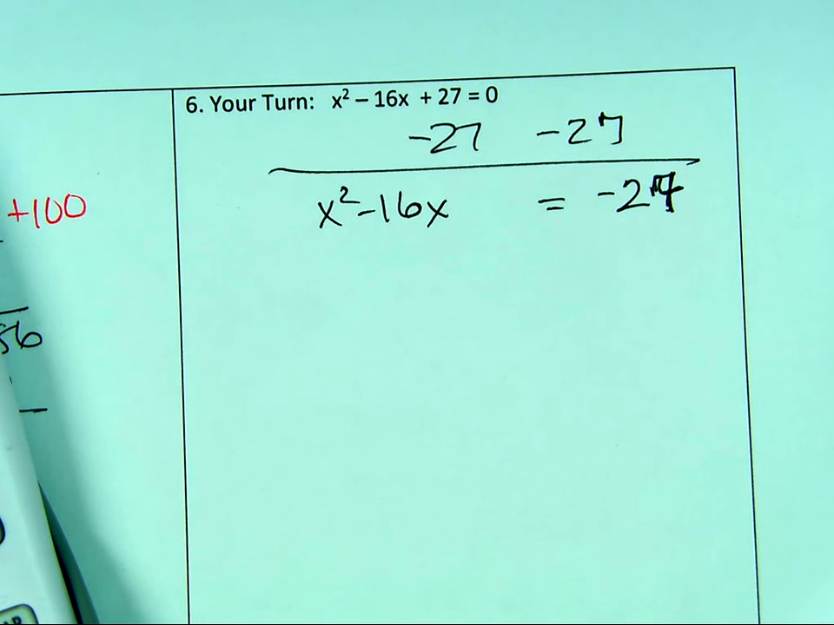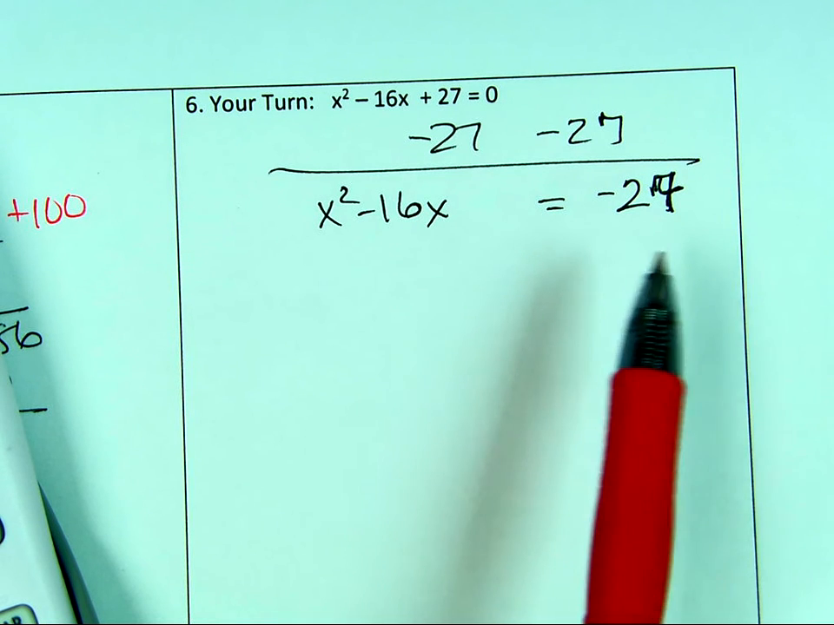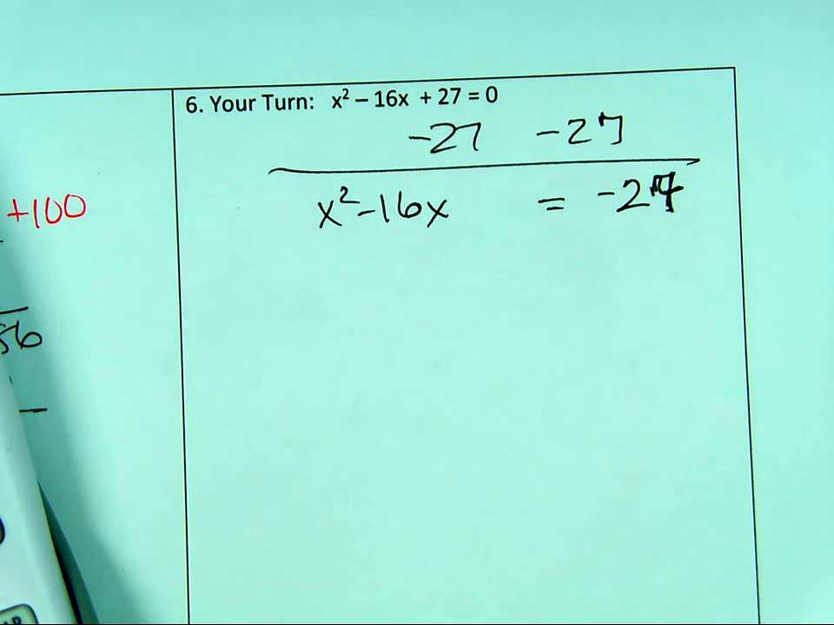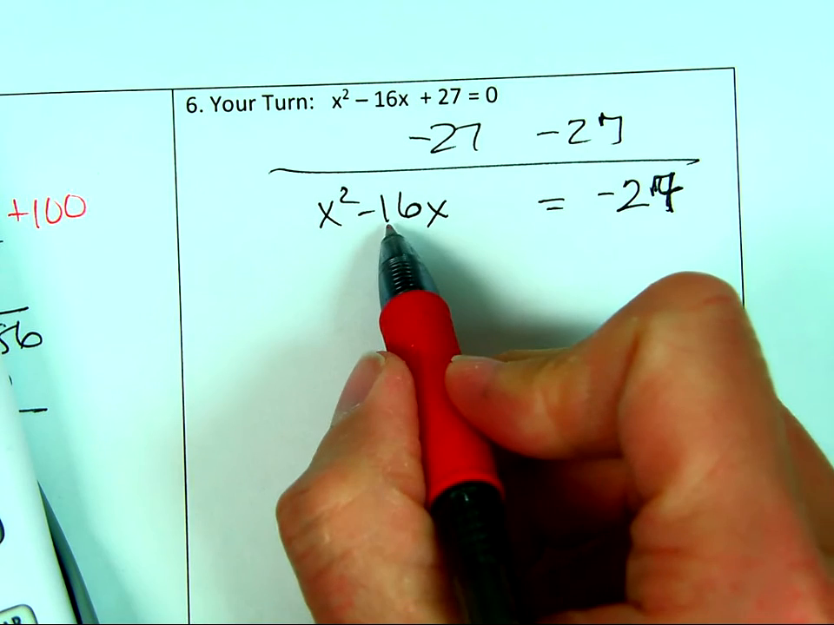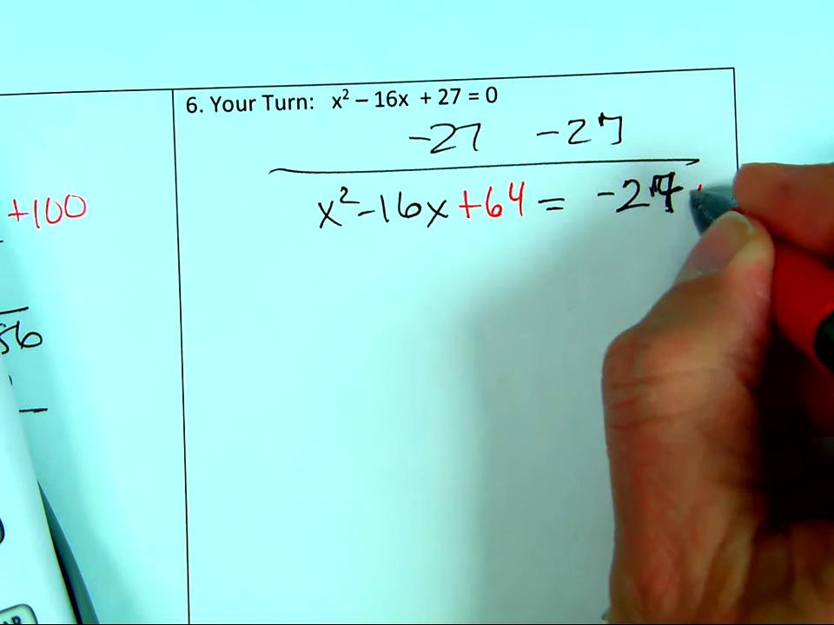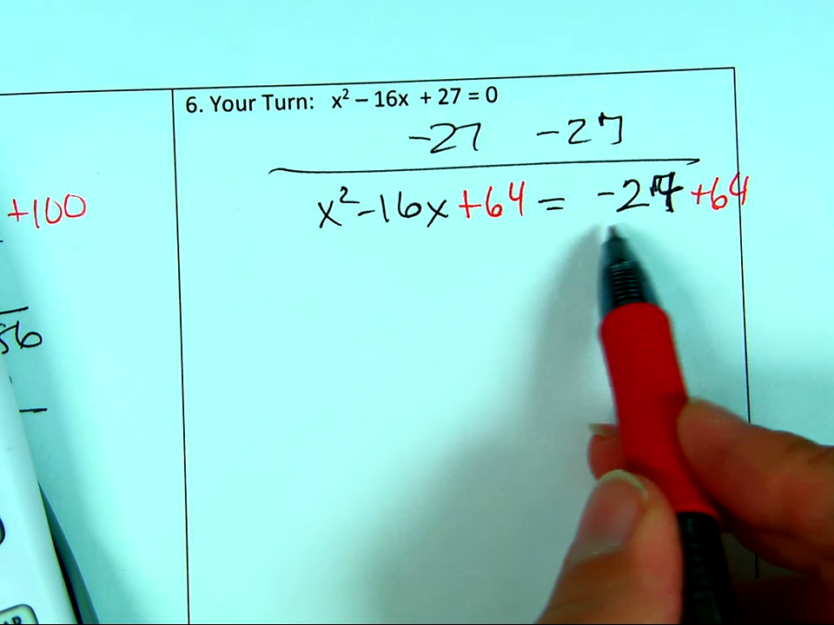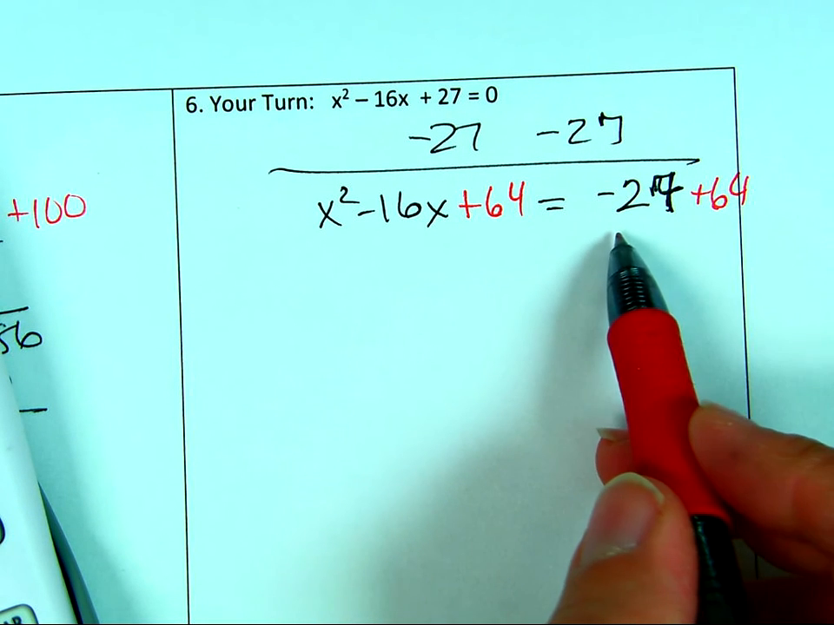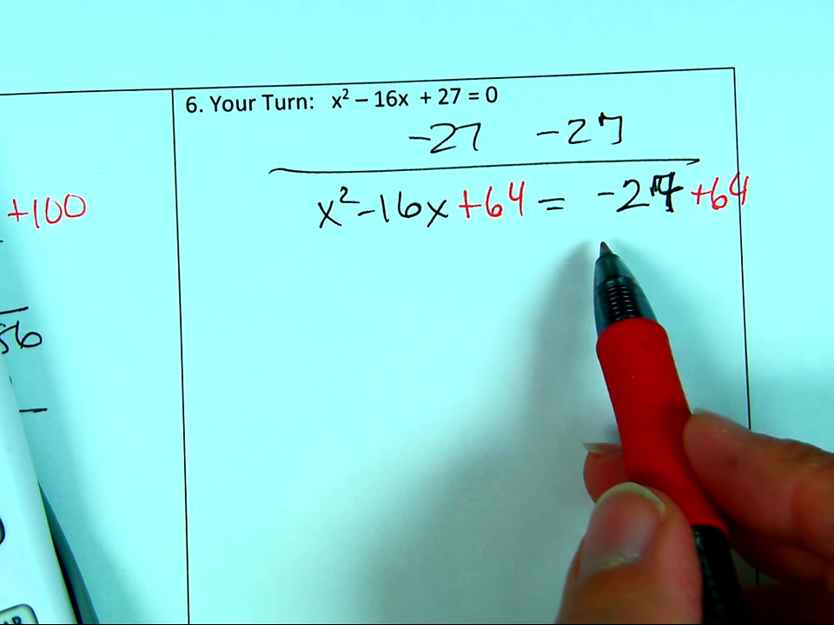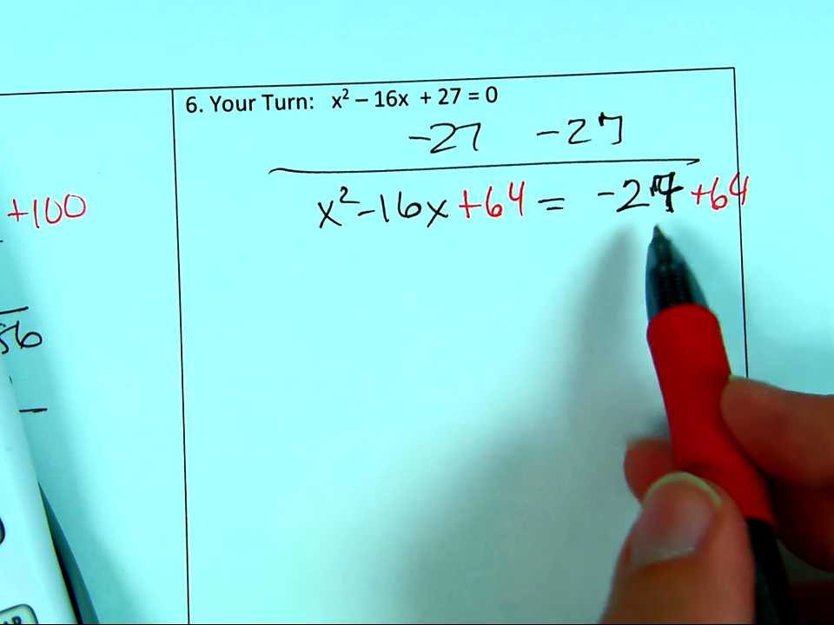A lot of people remember, oh, I can't have a negative when I'm square rooting. That's true, but we don't know if we're actually going to get a negative yet. So we have to take half of negative 16, which is negative 8, and squared is 64. See how when I add a positive number to that, 64 is bigger than 27, so it's going to be positive. If it was negative at this point, you'd know there was no solution because you can't square root a negative number, but always double check.